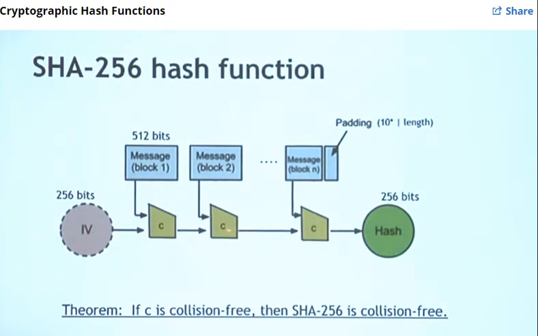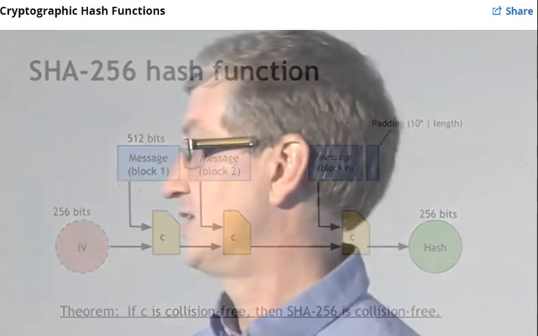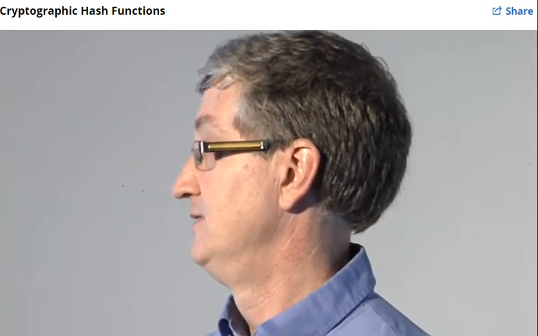Each iteration of C crunches in another 512-bit block of the message and mixes it in to the result. And when you get to the very end, you have consumed all of the blocks of the message plus the padding. The result is the hash. That's a 256-bit value. And it's easy to show that if this function C, the compression function, is collision-free, then this entire hash function will also be collision-free. The other properties are a little bit more complicated, so I won't talk about them here.